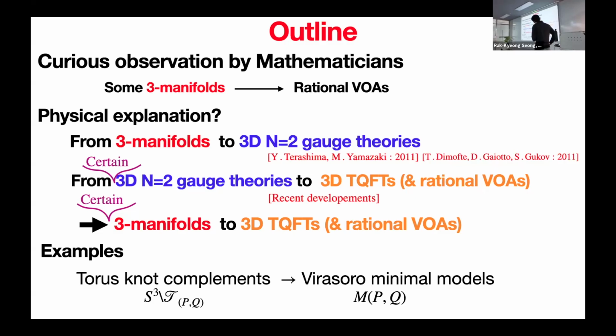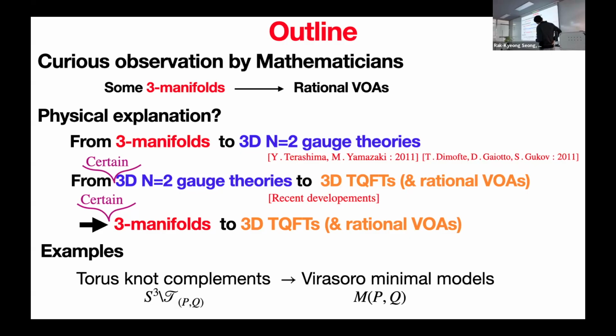I will first briefly explain the 3D-3D correspondence, which roughly says that if we have a 3-manifold, then we can assign a 3-dimensional gauge theory. And more recently, we found that for a certain nice choice of 3D N=2 theory, we can assign some 3-dimensional topological field theory, whose mathematical structures are described by the so-called modular tensor category. And it is well known that topological field theories have allowed gapless edge modes, which are described by a rational VOA. This is how we explain that these are related.